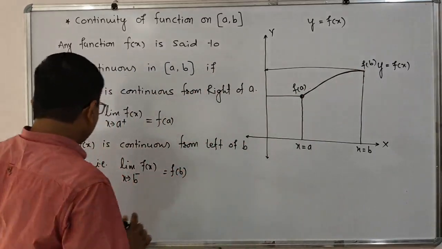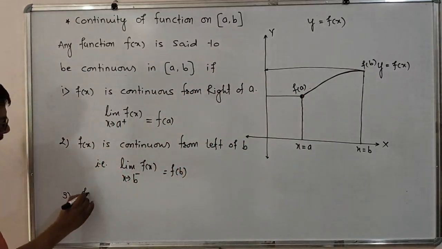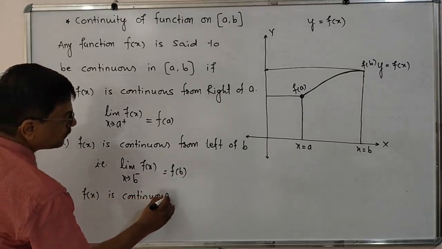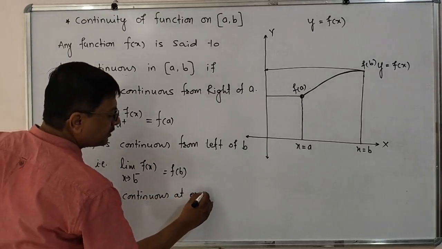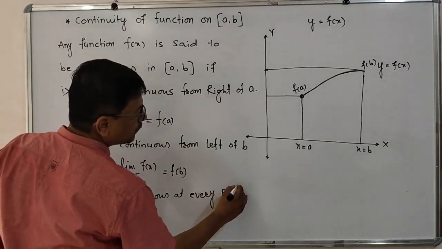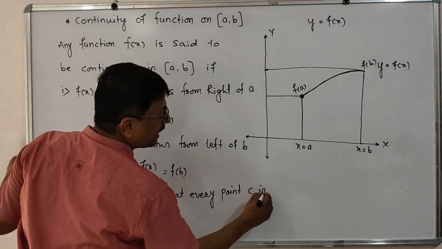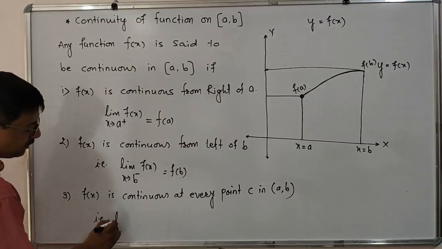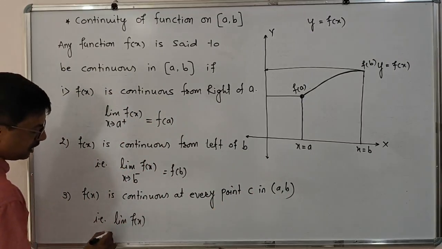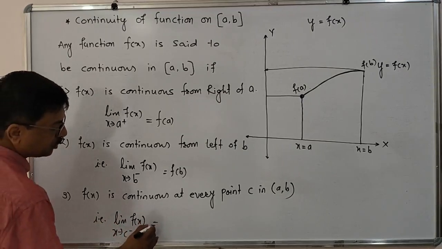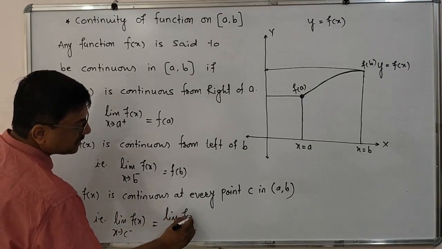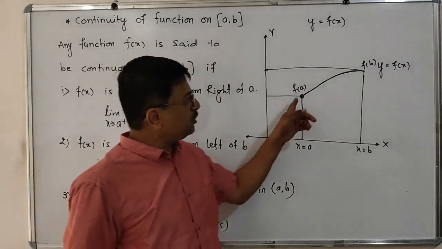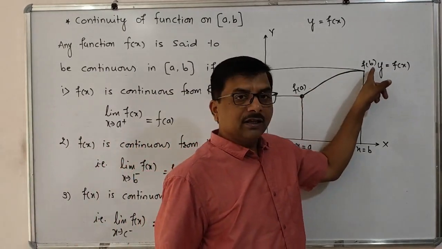And the third point is f of x is continuous at every point c in the closed interval AB. That is, limit of f of x as x tends to c minus must be equal to limit of f of x as x tends to c plus, which is equal to f of c. Means that the function must be continuous at every point in this interval.